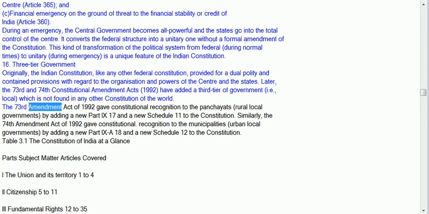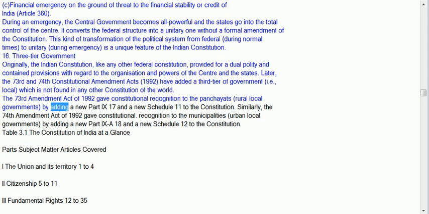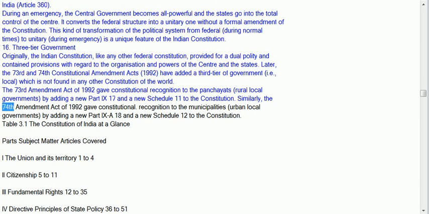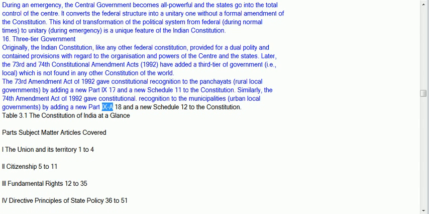The 73rd Amendment Act of 1992 gave constitutional recognition to the panchayats, rural local governments, by adding a new Part IX and a new Schedule 11 to the Constitution. Similarly, the 74th Amendment Act of 1992 gave constitutional recognition to the municipalities, urban local governments, by adding a new Part IXA and a new Schedule 12 to the Constitution.